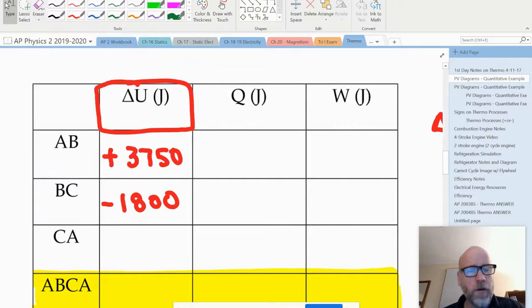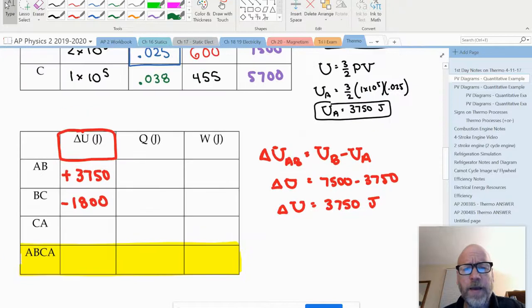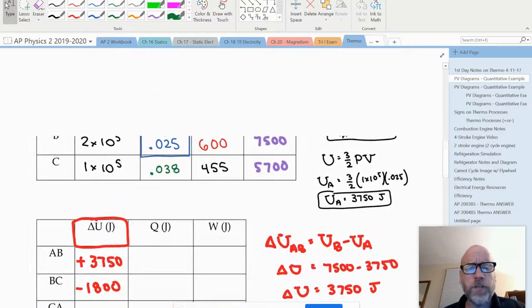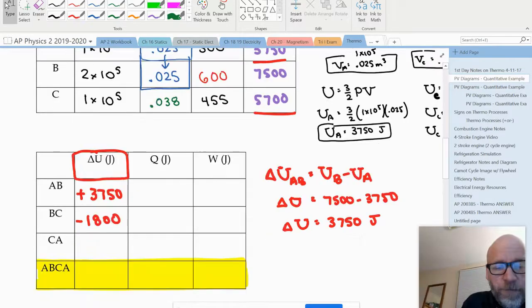Good. Now, C to A. It goes from 5,700, right? Back to 3,750. And you should have got negative 1,950 joules.